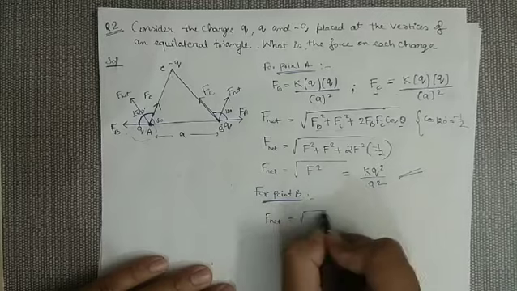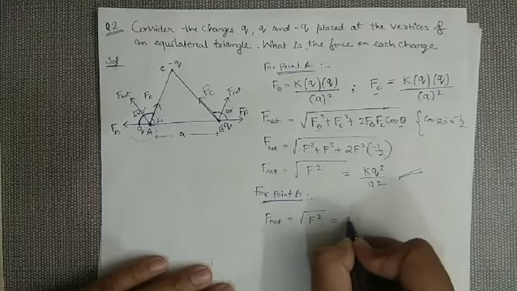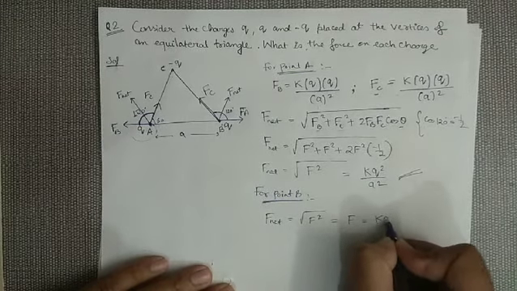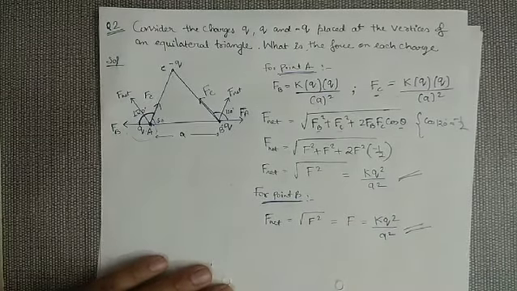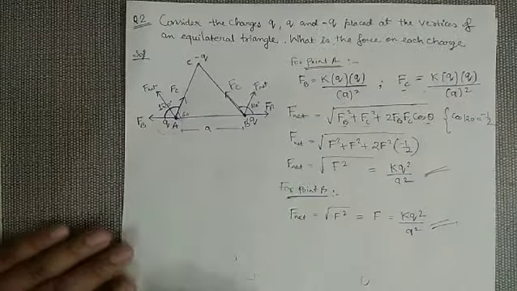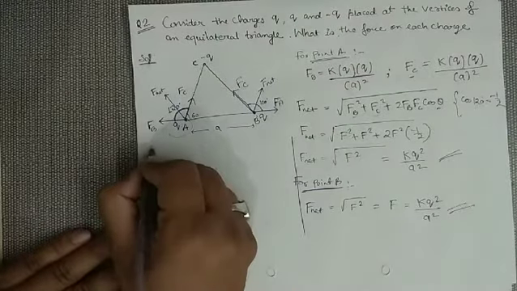Your F net will also come to be root of F square, that is F, that is K times Q square upon A square. So you will get the same result. So let me solve for point C. Now just see.